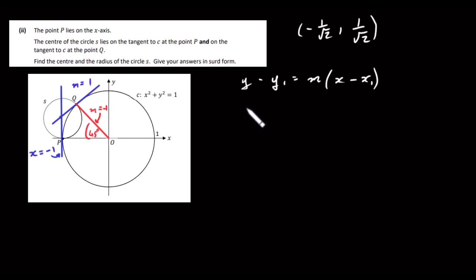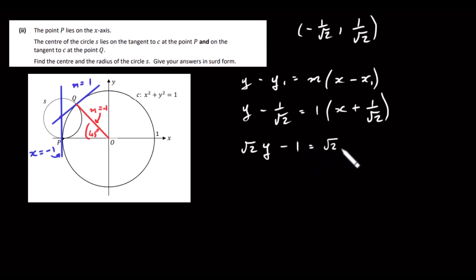We can just work away here. We have y minus 1 over root 2 is equal to our slope, which is 1, times x minus minus, which is plus 1 over root 2. So let's multiply across by root 2. You get root 2y minus 1 is equal to root 2x plus 1. Rearranging, the equation of our line is 0 equals root 2x minus root 2y plus 2. So this is one equation.